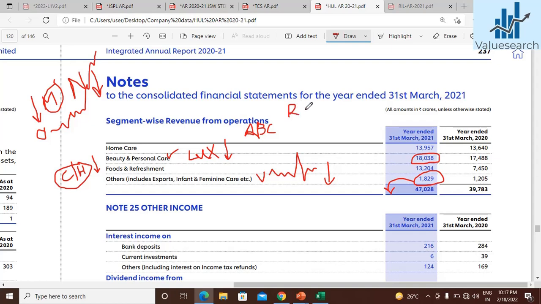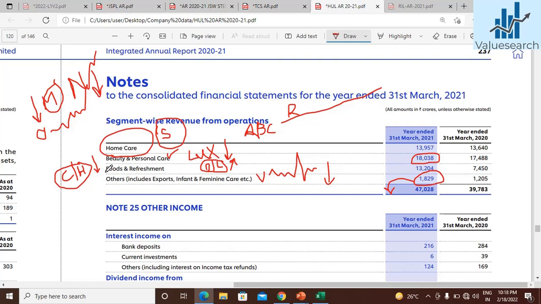So this is why you don't look at a company's revenue only. You must also analyze the key revenue drivers of a company. Let's say Hindustan Unilever has their home care product, let's say Surf Excel, and it has a dominant market share. Beauty and personal care, they have Lux, they have Dove, they have Lakme. Their market share is also huge over here. So there is not much opportunity to grow their business in this segment.